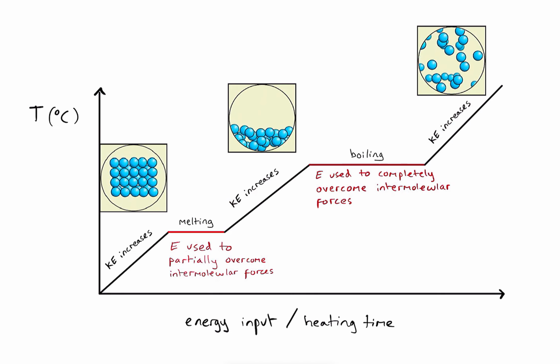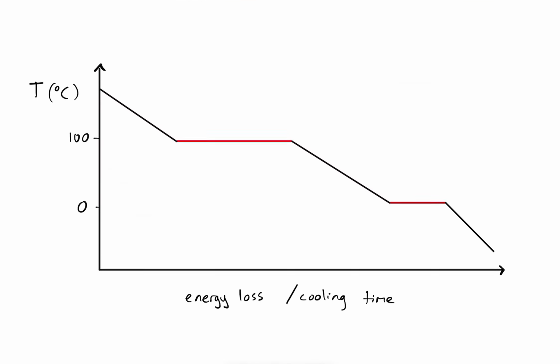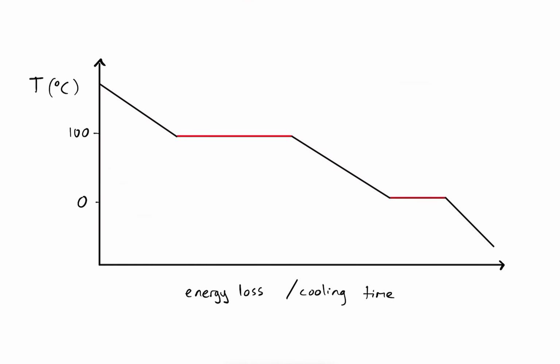So just to touch briefly on a cooling curve for water, we would actually expect to see effectively the same thing but in reverse. So in this case, I would be starting with a hot gas and cooling it. And as you can see, the first section of my graph is a decreasing gradient, which must mean that the kinetic energy of my gaseous particles is decreasing.